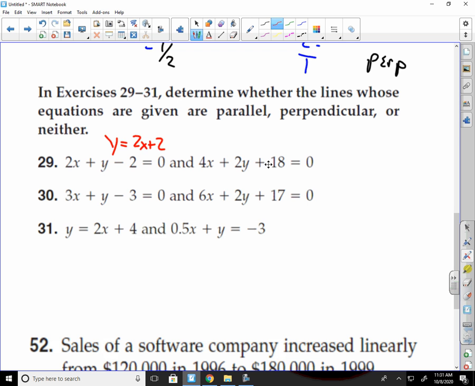Kind of the same thing here. I'm going to get y by itself. 2y equals -4x minus 18. Now I have to divide by 2. Y equals -2x minus 9. This is not the opposite reciprocal, and it's not the same, so this is neither.